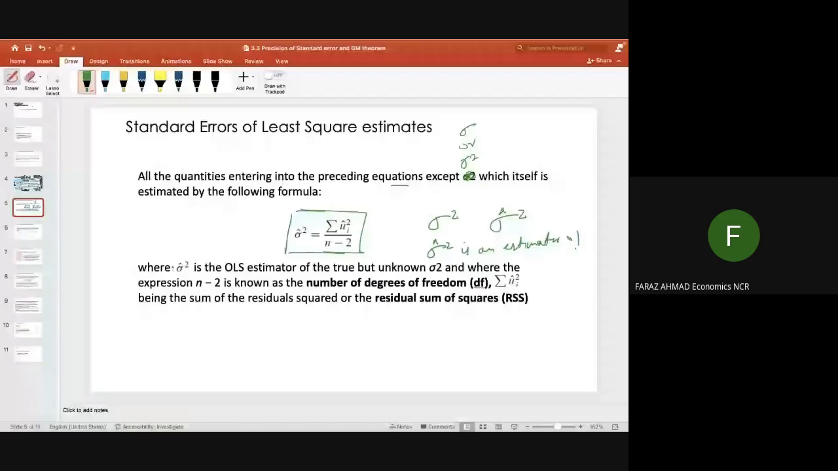So all the quantities entering in the preceding equations, except this sigma squared or sigma, are available. So we can get sigma hat squared. We cannot get sigma squared. We can get sigma hat squared, right? And sigma hat squared is an estimator of sigma squared, right?